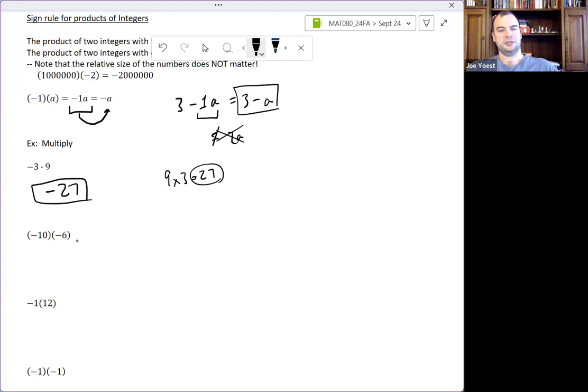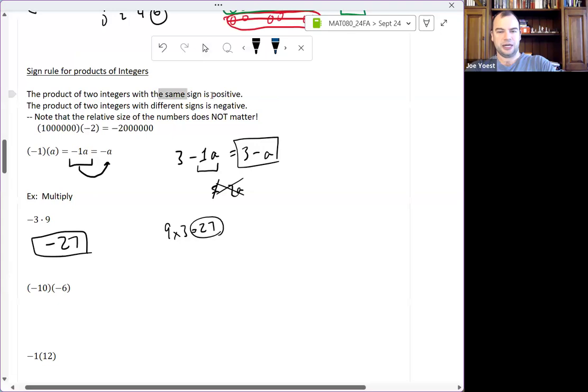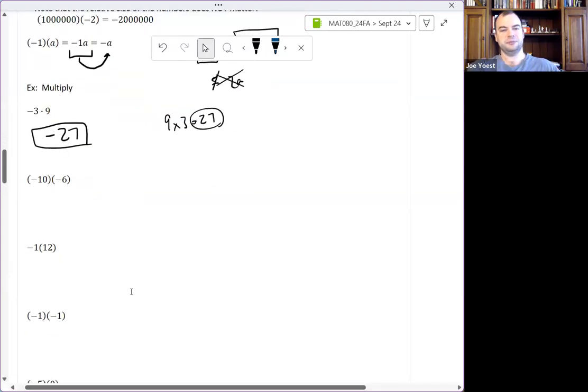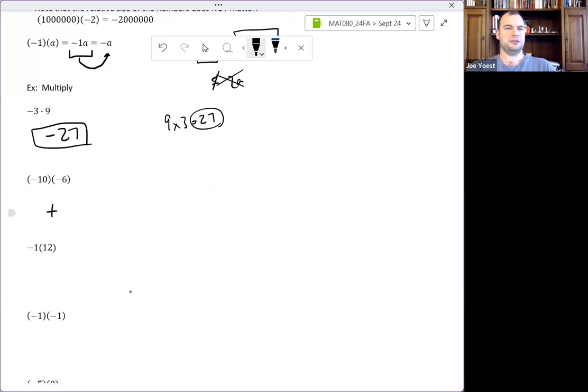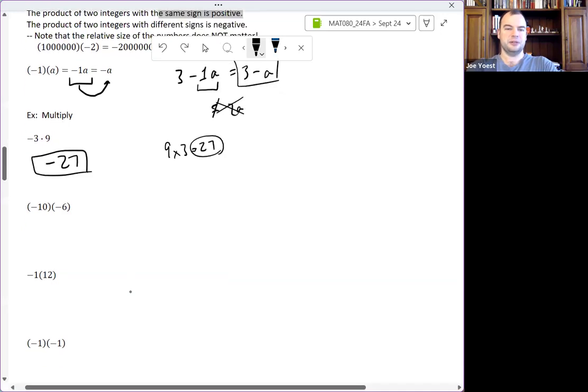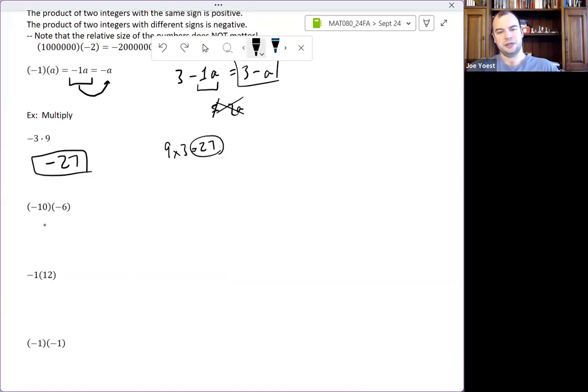If I have -10 times -6, well, these two integers have the same sign, so my answer is going to be positive. I could write positive, but I probably don't want that plus sign sticking around. I just remember that my answer is going to be positive. And 10 times 6 is 60. Negative times negative gives me positive, because the two factors both have the same sign. Their product is positive.